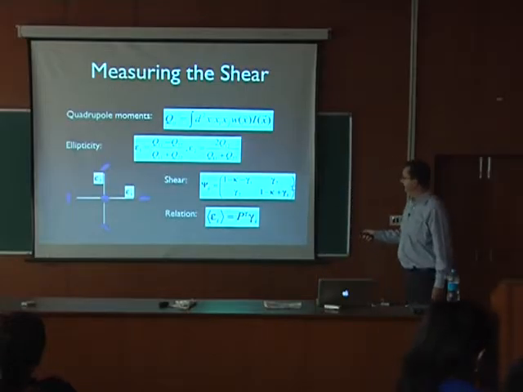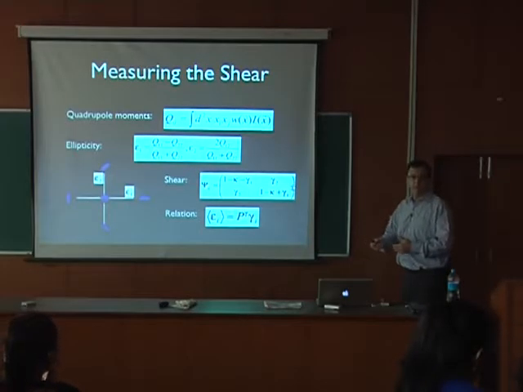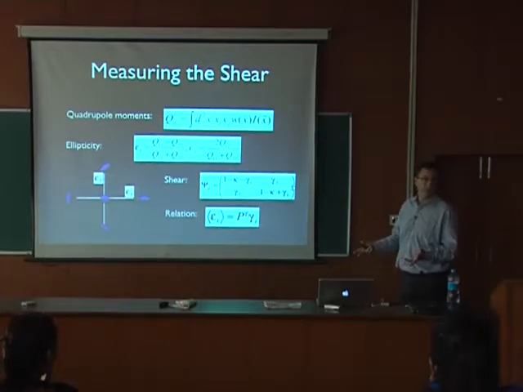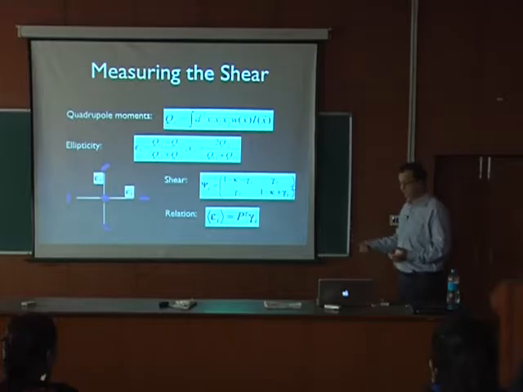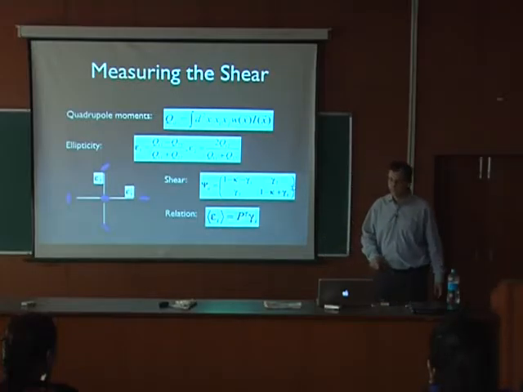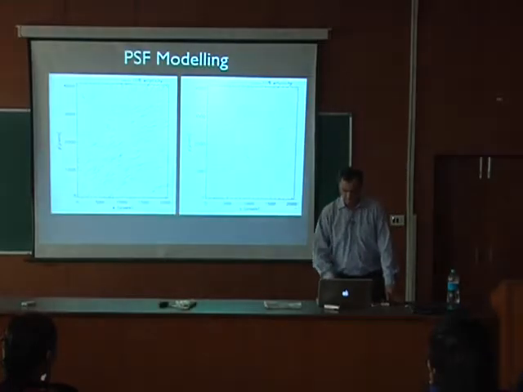Now, the only thing is that this assumes that this is the ellipticity of the galaxy after lensing, but that does not take into account the convolution with the point spread function. All right. So before we can do this, we need to correct for the point spread function, and then we can use this relation. So how do we do this?